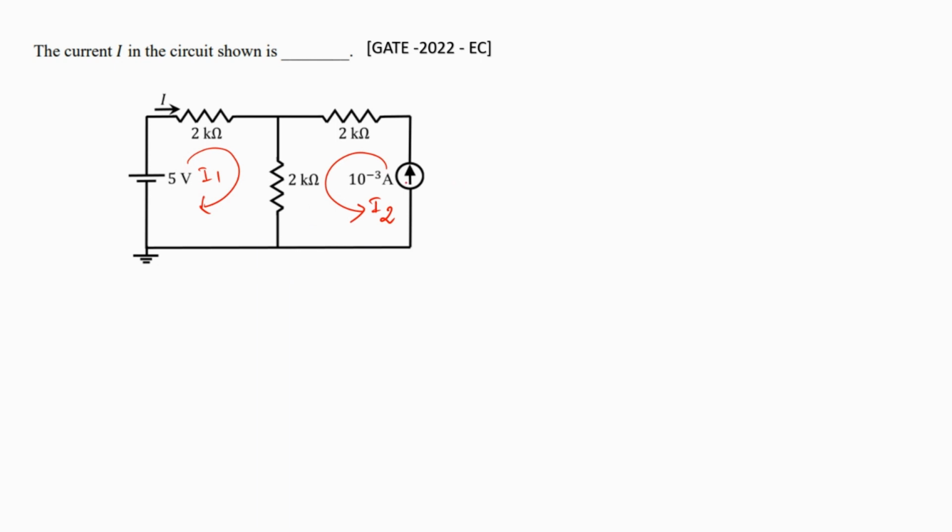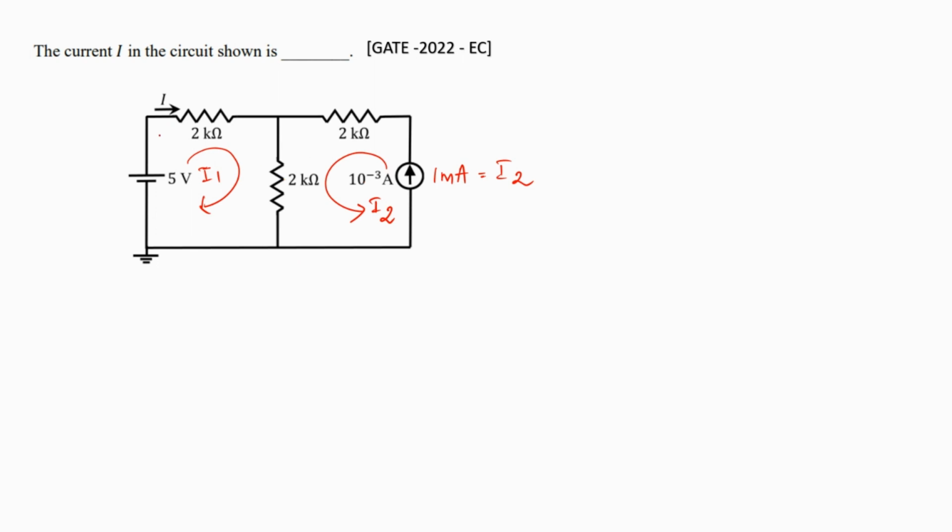We can also see that I2 is nothing but the current coming from this current source, which has a current of 1 milliamp coming out from it. Therefore, I2 is nothing but 1 milliamp. In the first loop, the current I which we need to compute is nothing but the current I1. For the sake of following the steps of mesh analysis, we have considered them to be I1 and I2 so that we can frame the KVL equations for both the loops.